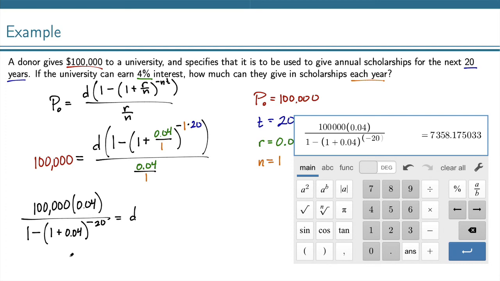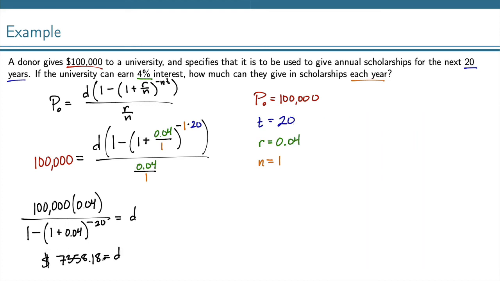And we end up rounding to the nearest cent, since we're talking about money here, 7,358 and 18 cents for D. And that's the amount that the university could give in scholarships each year over the next 20 years.